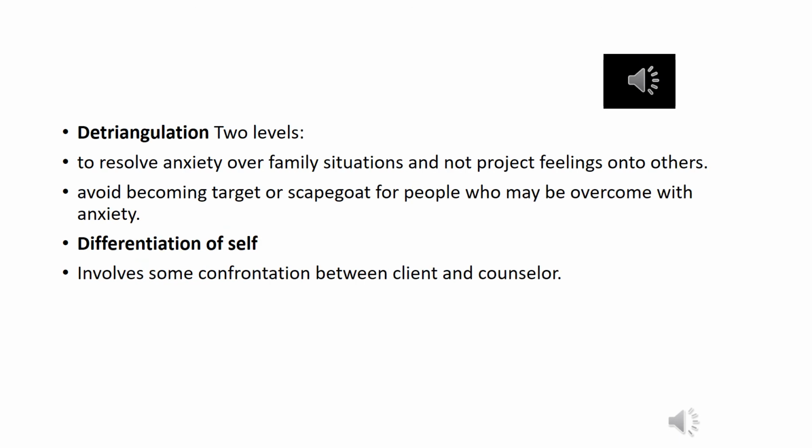As Bowen emphasizes the importance and role of triangulation, he also says that it's very important to detriangulate, which involves the process of being in contact and emotionally separate with the other people. Triangulation has two levels. The first one is to resolve anxiety over the family situations and not to project the feelings onto others. And the second is to avoid becoming a target or a scapegoat for people who may be overflowing with anxiety.